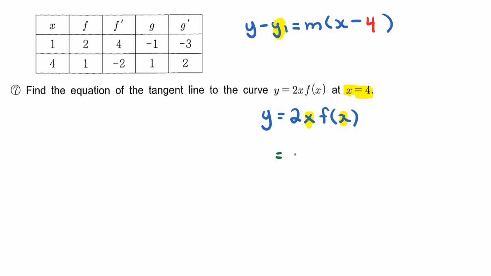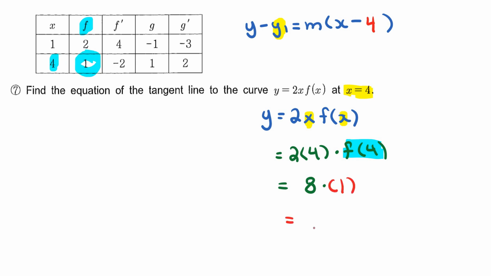So that'll be 2 times 4 times f of 4. Okay, so 2 times 4 is going to be 8. And ask yourself, what is f of 4 from the table? Well, here's f and here's 4. F of 4 is 1, right? So 8 times 1 is going to be 8. So what that means is that your y1 value is going to be 8. Perfect. All right, so we're done with that part.